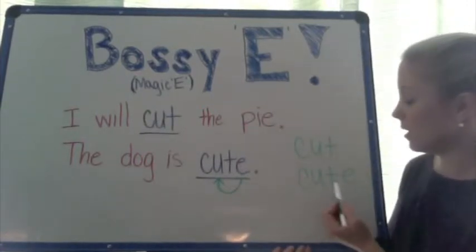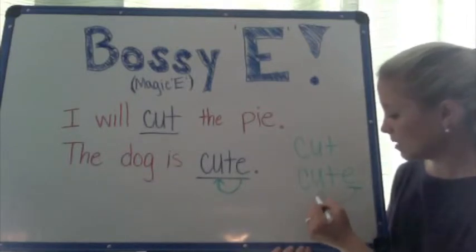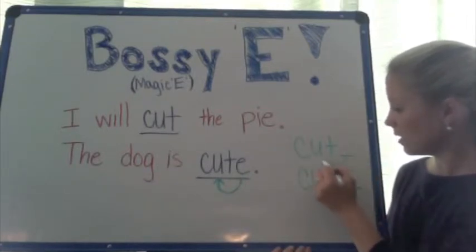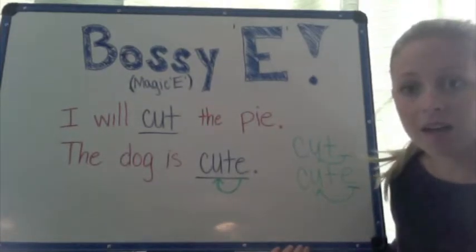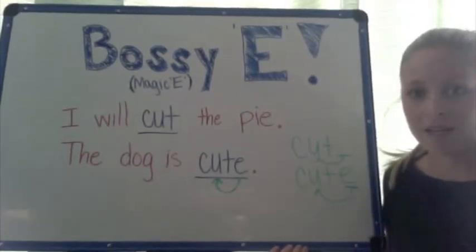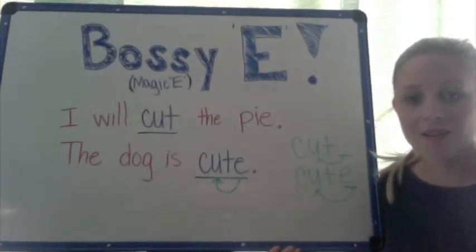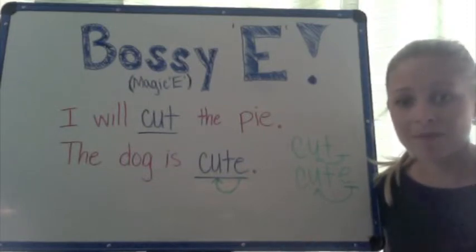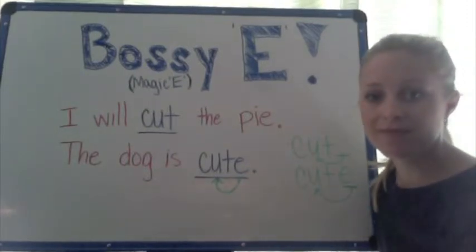Why does this one say "you" and this one say "you"? That's right, because the bossy E tells that U to say its name. Let's try another one.